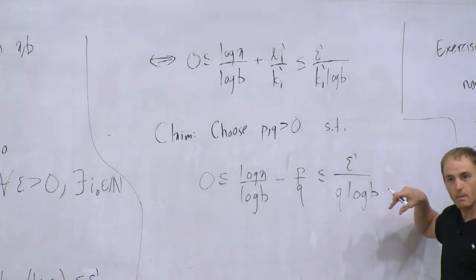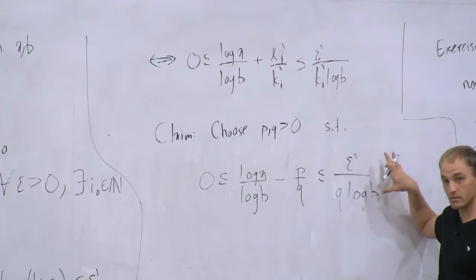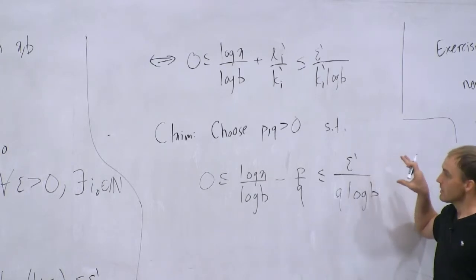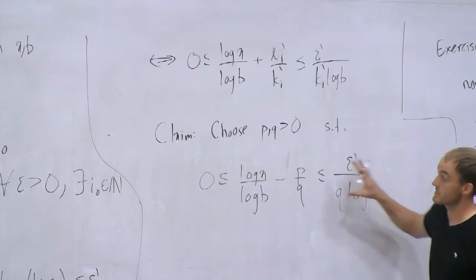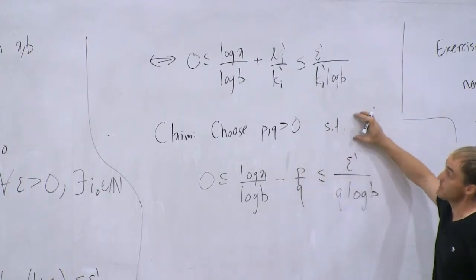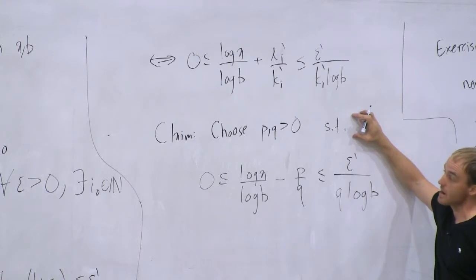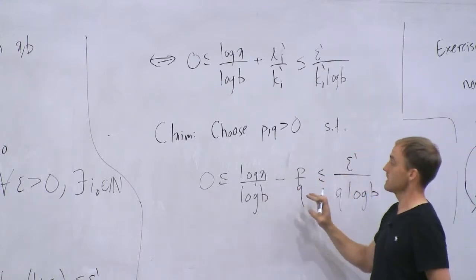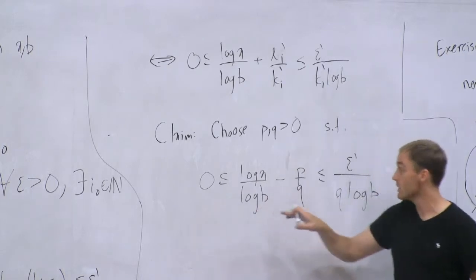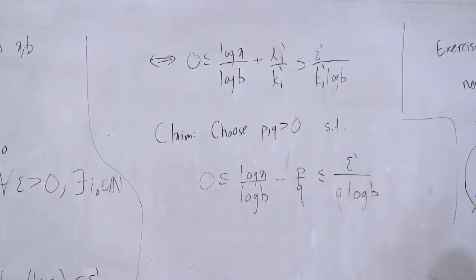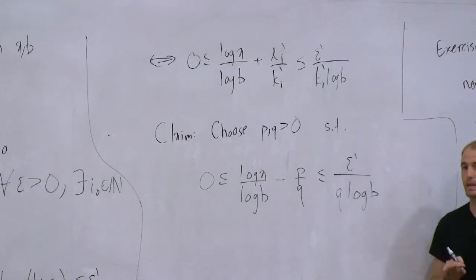Can you repeat the statement, please? This statement? No, what is true? The thing that you said, is this true? I said, is this inequality: is it true that you can always find p and q bigger than 0 with the property that the difference log a over log b minus p over q is bigger than or equal to 0 and less than or equal to epsilon prime over q log b? Given a and b. Oh, a and b are fixed from the beginning.